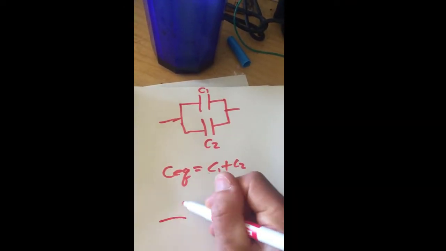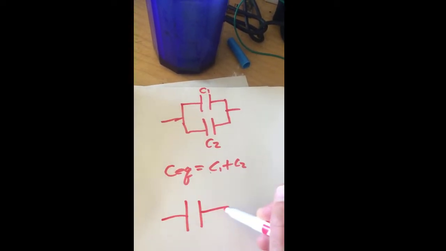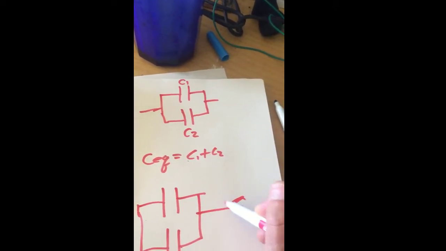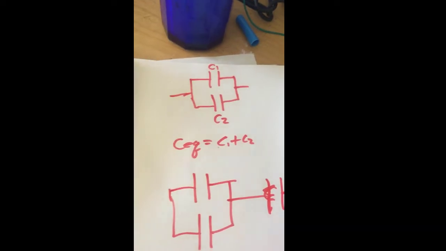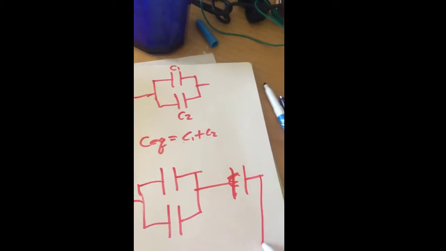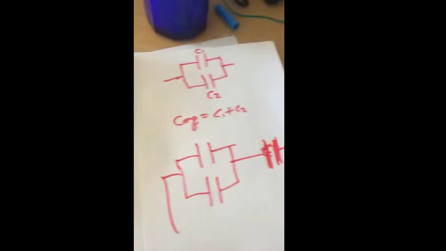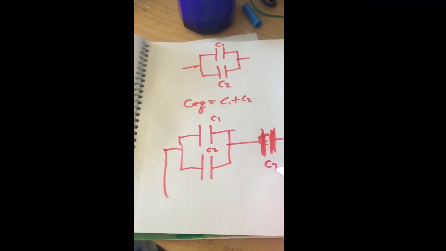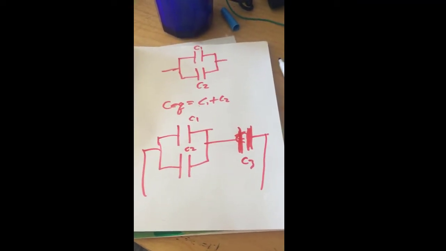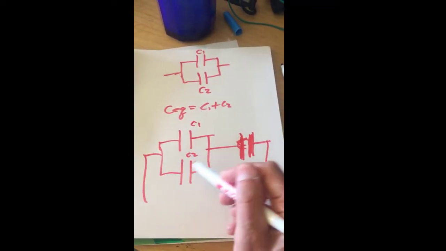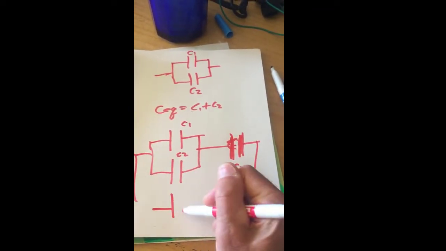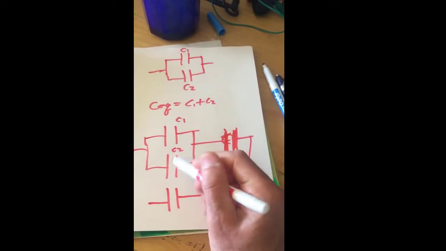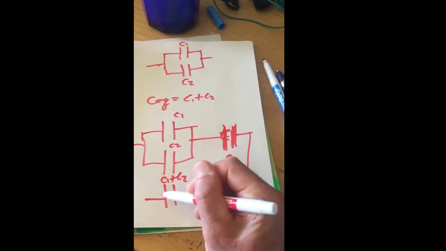Then you could actually have combined series-parallel circuits. For instance, what if you had two in parallel here and then one in series here, and I wanted to know the equivalent capacitance of this arrangement? Let's say this is C1, C2, C3. I would do the same thing I did with resistors. I would combine the ones that are parallel and say, this is like another capacitor, call it C4 if you want, but it's the parallel combination of these two, which is C1 plus C2.